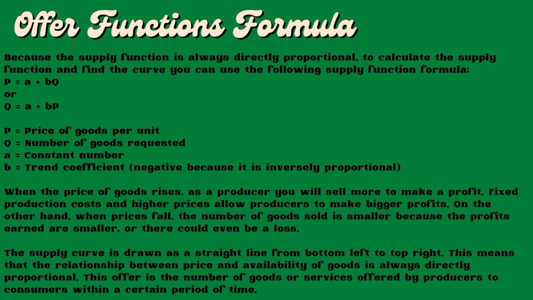The supply curve is drawn as a straight line from bottom left to top right. This means that the relationship between price and availability of goods is always directly proportional. This supply is the number of goods or services offered by producers to consumers within a certain period of time.